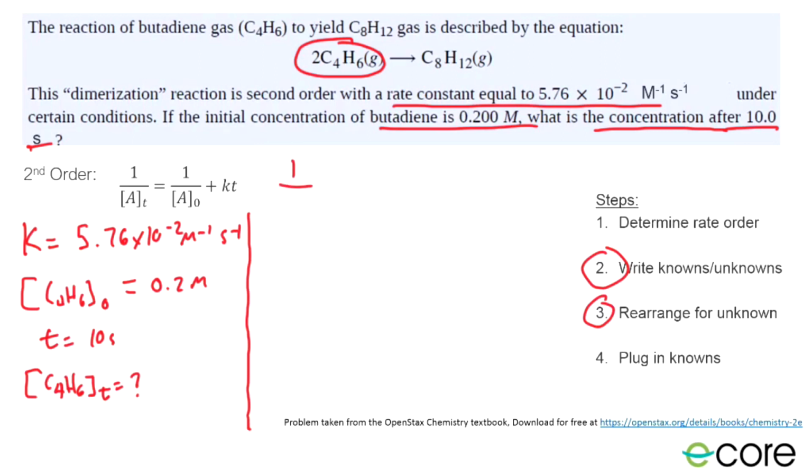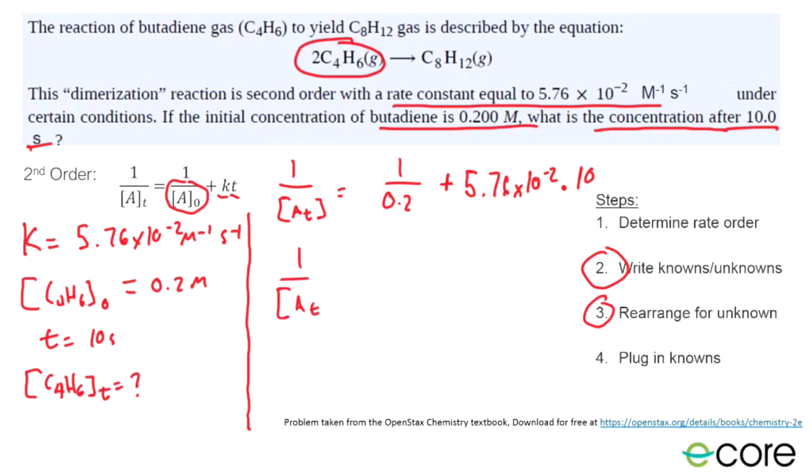So 1 over At equals 1 over my initial concentration, which is 0.2 molar, plus k, which is 5.76 times 10 to the minus 2, times time, which is 10 seconds. Now I want to plug that into my calculator. So I'll do 1 divided by 0.2 plus 5.76 times 10 to the minus 2 times 10. When I plug that into my calculator, you should get 5.576.